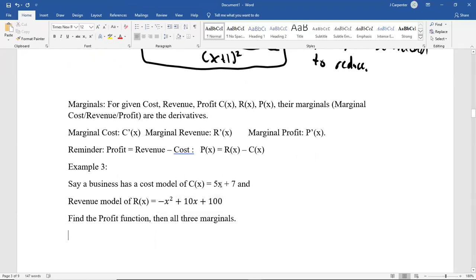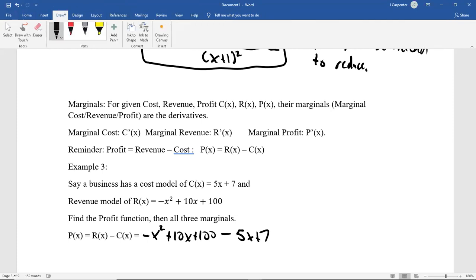So your cost function is 5x plus 7. Your revenue function is negative x squared plus 10x plus 100. We want to find the profit. Well, P of x, we already said, is the difference of revenue and cost. R of x minus C of x. I'm just going to go to my pen now. So the revenue function was negative x squared plus 10x plus 100. So then a minus. Then our cost function is this 5x plus 7.